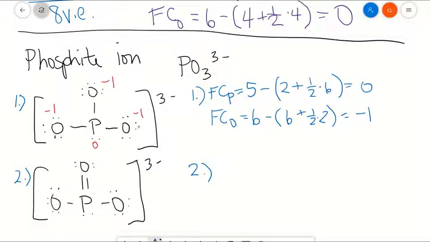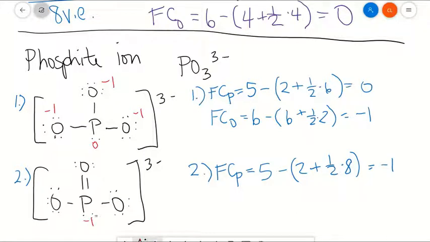All right, so now let's calculate the formal charges for structure number 2. So we're going to take a look at our phosphorus here. Phosphorus has 5 valence electrons. Then if we look at this phosphorus, it has 2 lone electrons plus 1/2 of the bonding. So 2, 4, 6, 8 bonding electrons in this case. So 8 times 1/2 is 4, plus 2 is 6. 5 minus 6 is -1. So we're going to go ahead and assign -1 for the formal charge there.